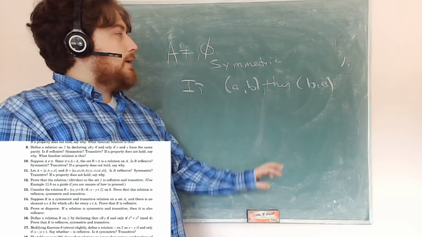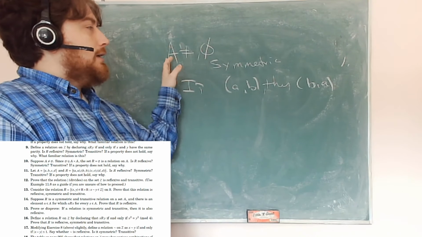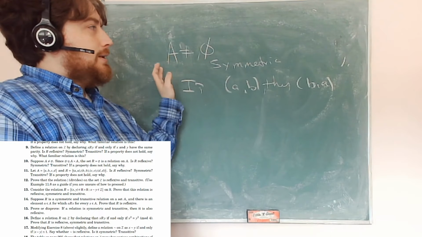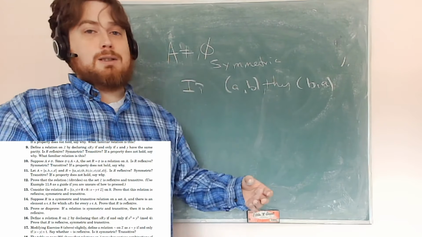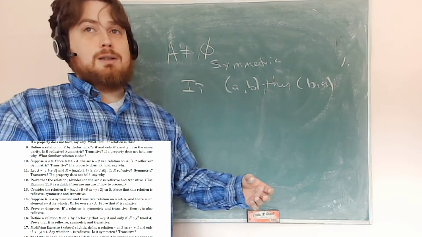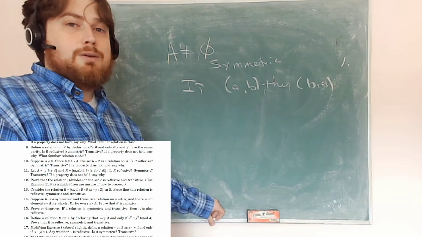It is not reflexive because there was something to check. There is something in A, therefore, that something in A had to be related to itself, but that was not in the empty set. So it is not reflexive because there is something to check, but it would be symmetric and transitive because there's nothing to check.